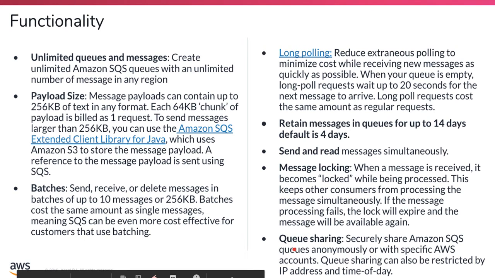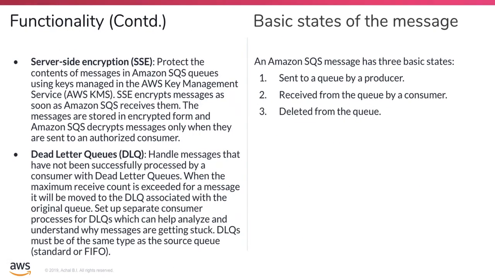You could also share the queues. You could share it anonymously or with a specific AWS account, and it can also be restricted by IP address and time of the day and so on. So you could tweak the sharing options. Another functionality that I mentioned earlier is you could use server-side encryption to encrypt your messages, and you could also handle the messages which are not successfully processed by the consumer with dead letter queues.